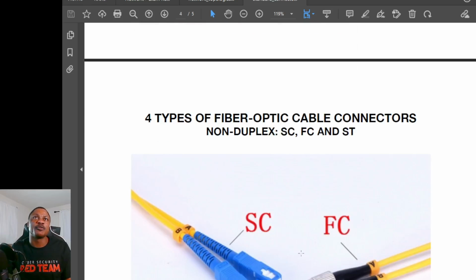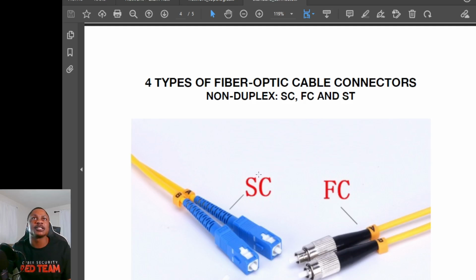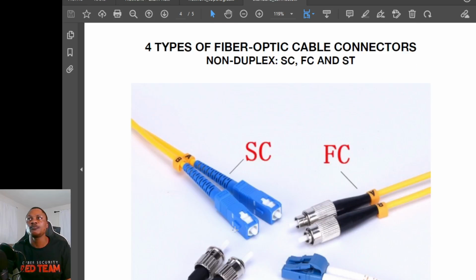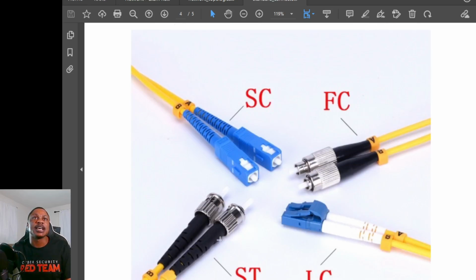Next, we have 4 types of fiber optic cable connectors, and 3 of them are non-duplex. The 3 that are non-duplex are the SC connector, these ones, and the FC, this one. By the way, SC stands for standard connector. FC stands for fiber channel or fiber connector. Depending on the authors, different people call them differently, but yeah. And then the ST connector and the LC connector.